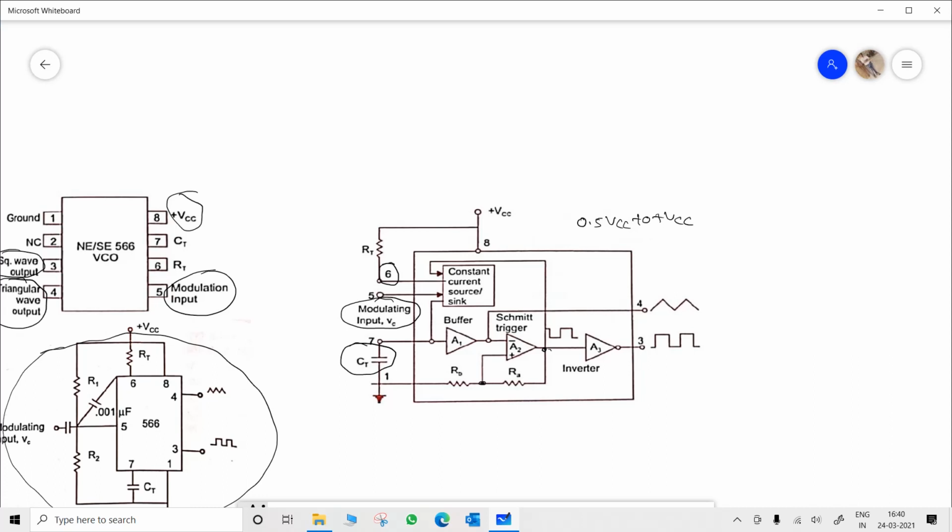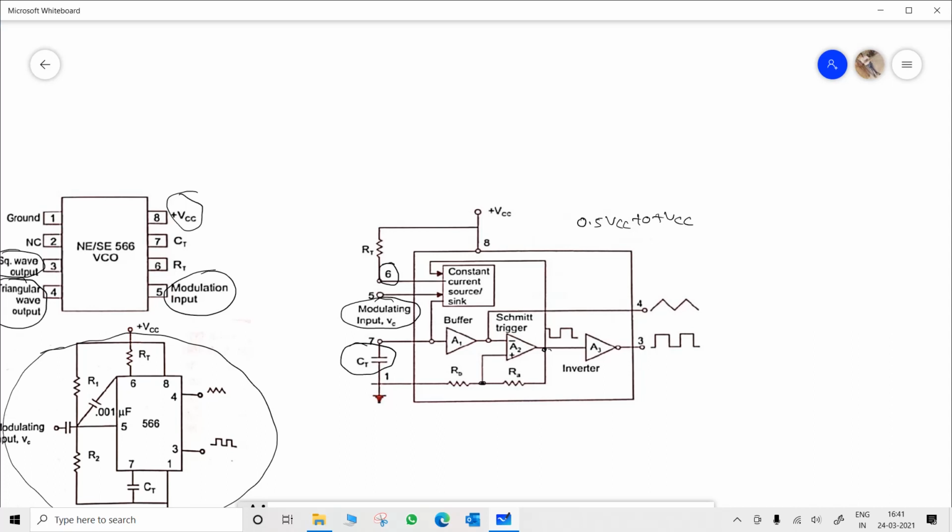So if the VC value is low, then the voltage at 6 will also be low, and high current will flow through RT, because current is nothing but potential difference divided by resistance. If the potential difference is high, current will be high. If the VC value is large, then the potential difference will be small and the charging current will be small.